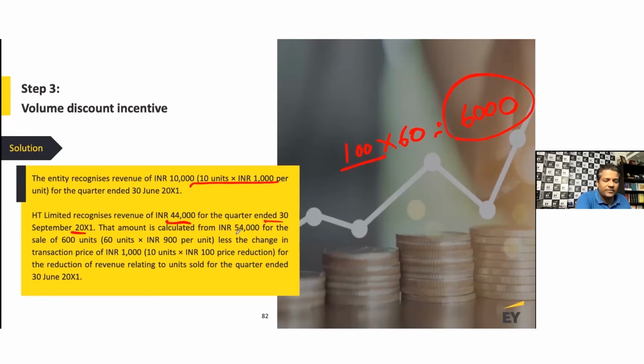So an additional 50 units I'm going to sell, and then 10, so total 60,000. My YTD revenue is going to be 60,000. 10,000 I have already recorded, so the balance of 44,000 is what I will end up recording, which is 54,000 for the sale of 50 units, less the change in the transaction price, 10 into 100, for the reduction of revenue relating to units sold in the quarter ended June 30, 2001 as well.